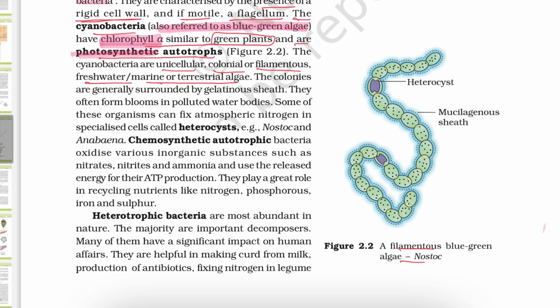Now the colonies are characterized by a gelatinous sheath, also called a mucilaginous sheath. The colonies are surrounded by this gelatinous sheath. See this bluish color surrounding of the gelatinous sheath. They often form blooms in polluted water bodies.